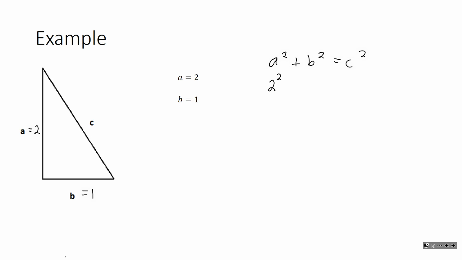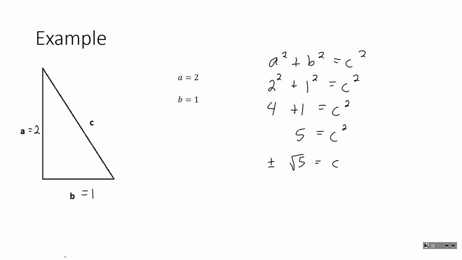We would have 2 squared plus 1 squared equals C squared. That would be 4 plus 1 is equal to C squared. In other words, 5 equals C squared. Now to solve for C, what we would do is take the square root on the right side and the left side. Now normally, when solving an algebraic equation, you would say that the answer was plus or minus. So this would be plus or minus square root of 5.